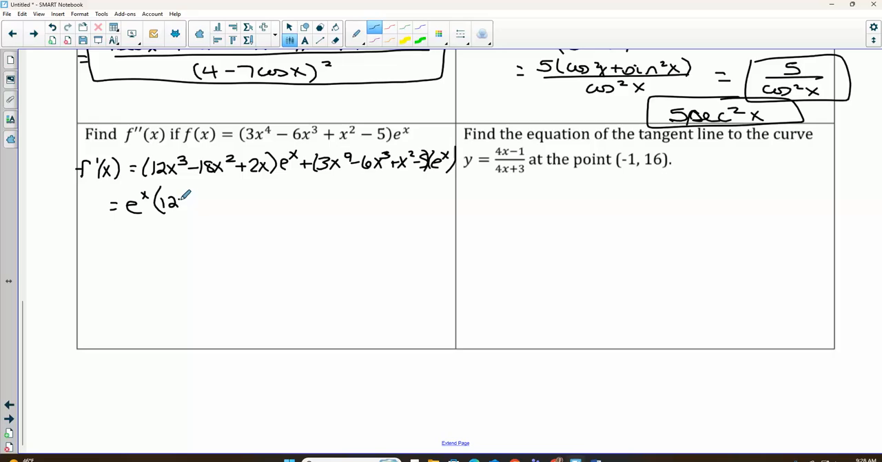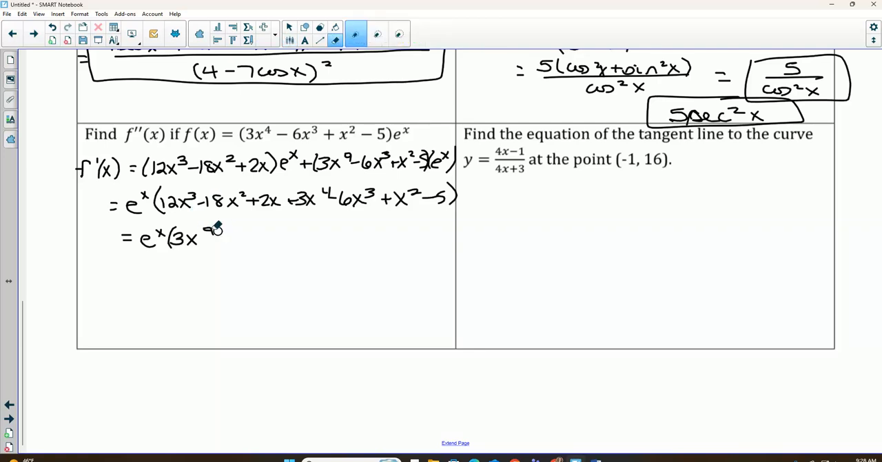Strongly recommend cleaning this up. If you take out your e to the x, then you can combine like terms. So we have a 3x to the fourth, 12x cubed minus 6x cubed is 6x cubed. Negative 18x squared plus 1x squared, so negative 17x squared. Plus 2x minus 5.